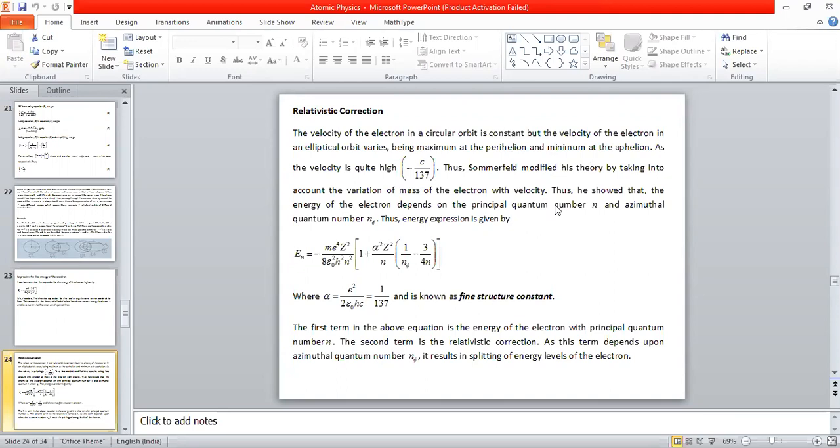And in the next step, Sommerfeld included this variation of mass with respect to the velocity, and therefore he was able to derive a new expression for the energy of the electron in the elliptical orbit. Okay, so this is the expression I have written. The derivation of this expression is beyond your scope.